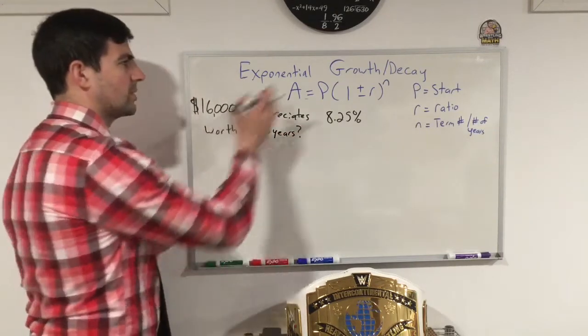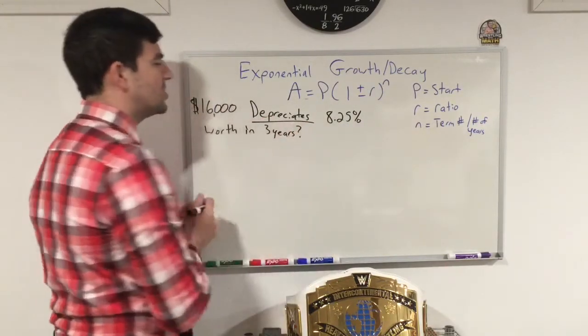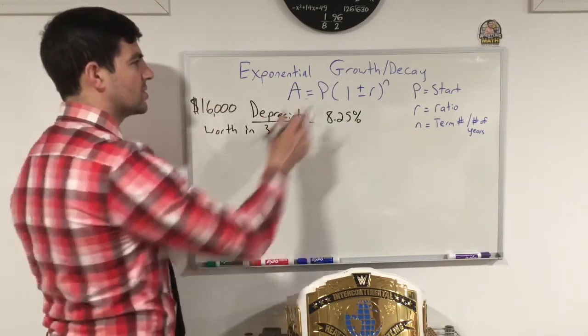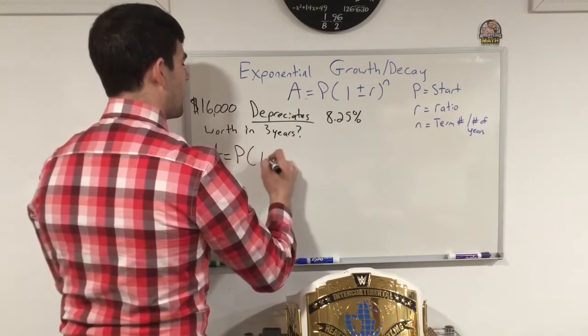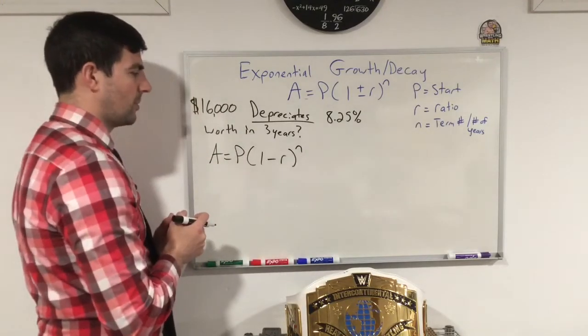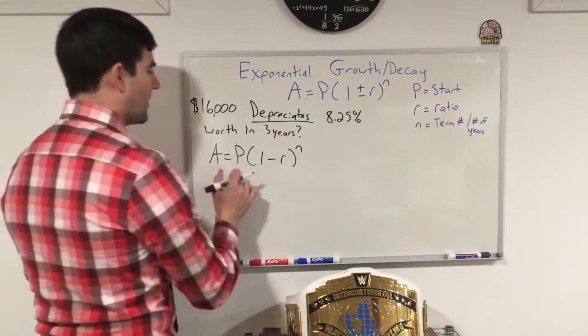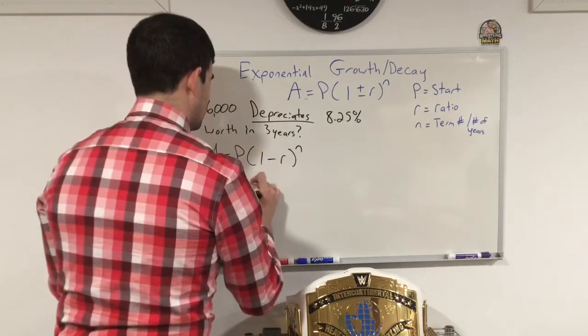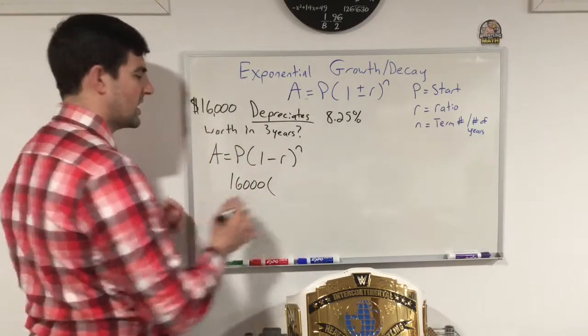Okay, well, am I going to use growth or decay? Am I going to use the plus or the minus? The word depreciates, goes down in value, so that means I'm going to use decay. P(1 - r)^n or to the t, depending on the problem here. Again, this formula is not going to change. So my starting value is 16,000. Okay, nice new car. I drove it off the lot, now it goes down.